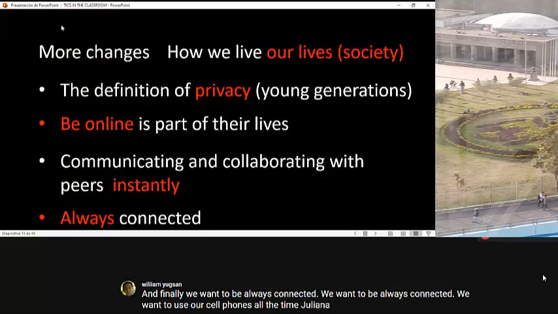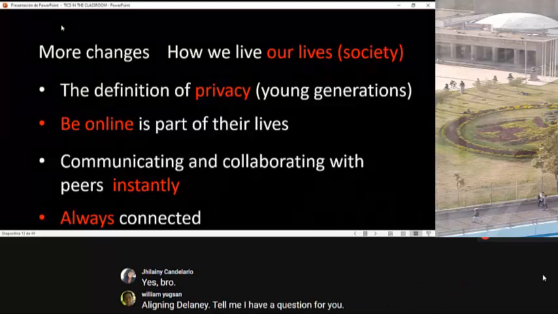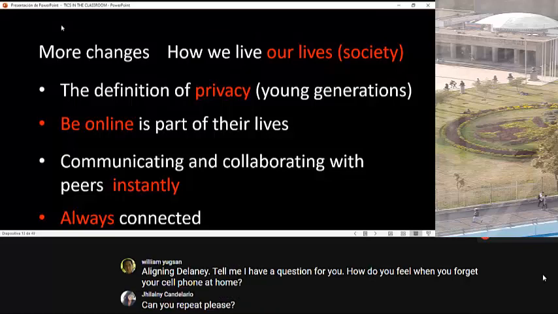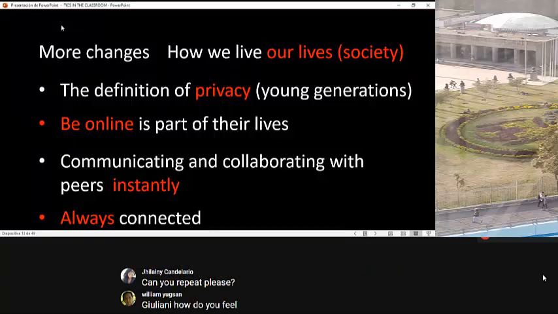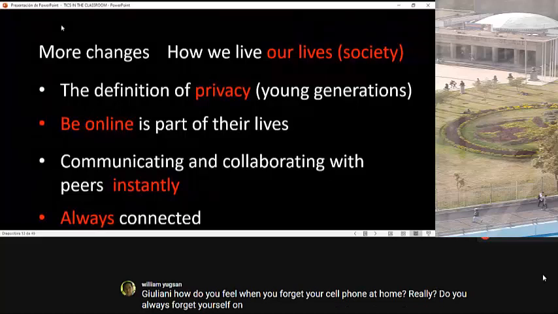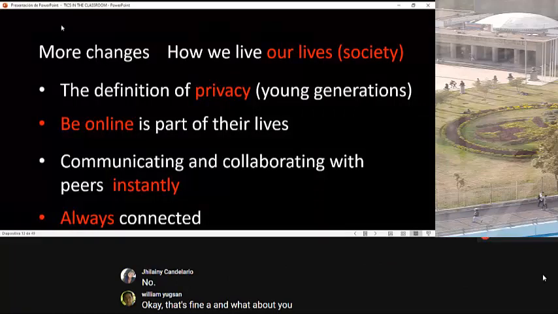Giuliani Candelario, are you there? Yes, Prof. Giuliani, tell me, I have a question for you. How do you feel when you forget your cell phone at home? Can you repeat, please? Giuliani, how do you feel when you forget your cell phone at home? Oh, for me it's normal. Really? Do you always forget your cell phone at home? No problem? No. Okay, that's fine. And what about you, Kelly Becerra? Kelly.